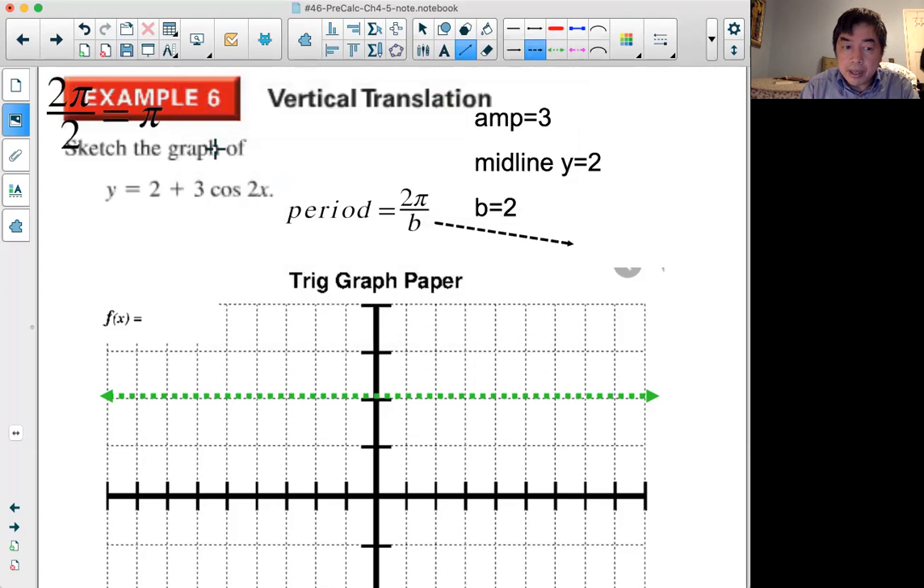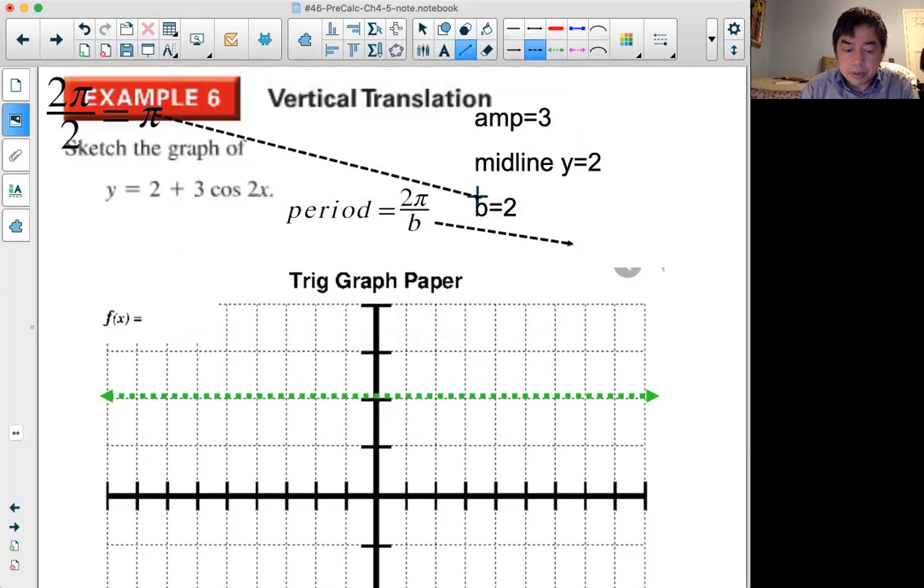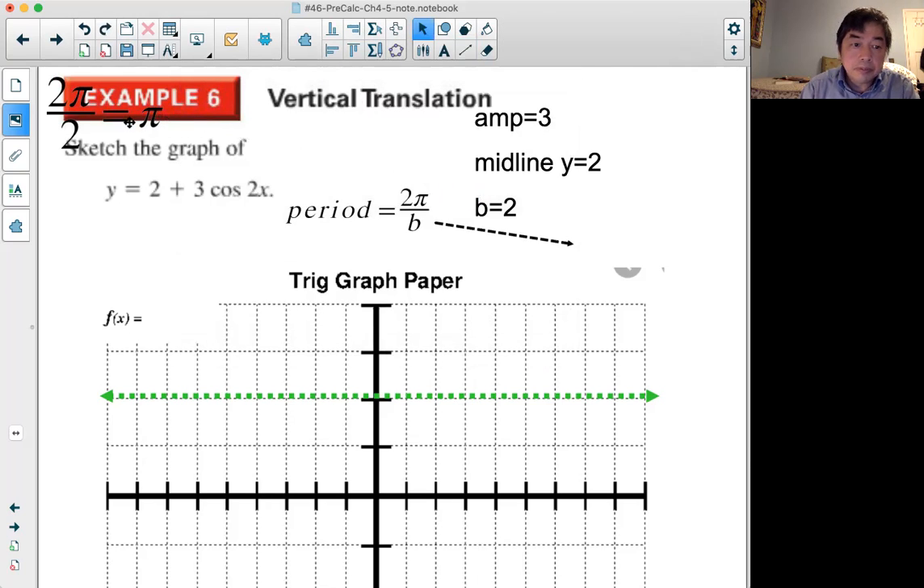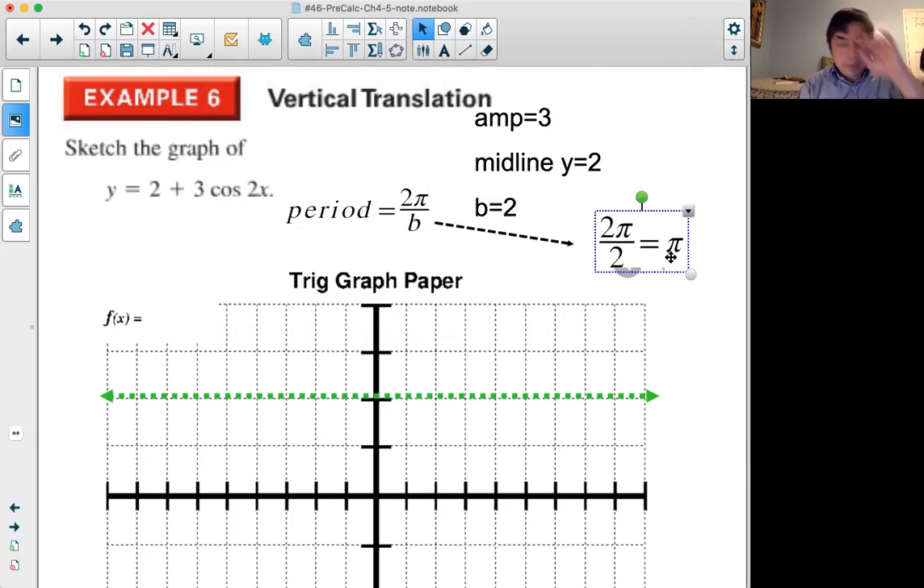Now, within pi, you have one cycle. So what's the value when you plug in x equals 0? The cosine of 0 is 1, and you have to multiply by 3, which is 3, right? And you have to add 2.